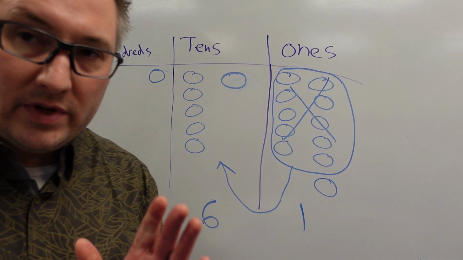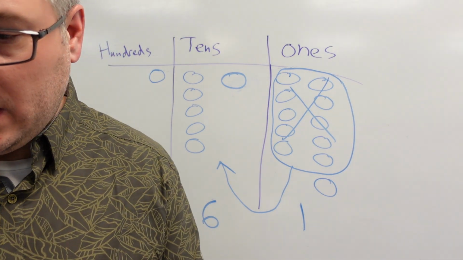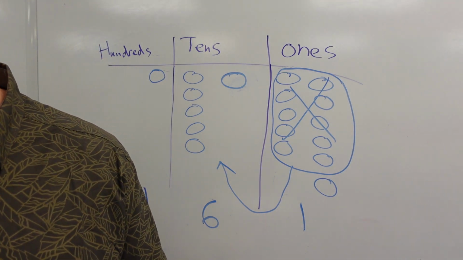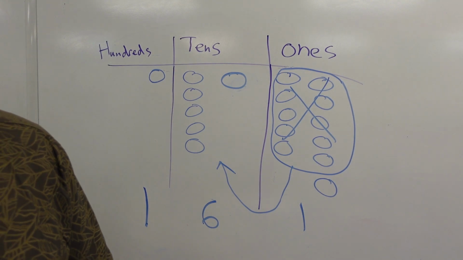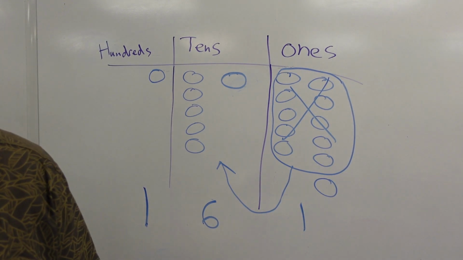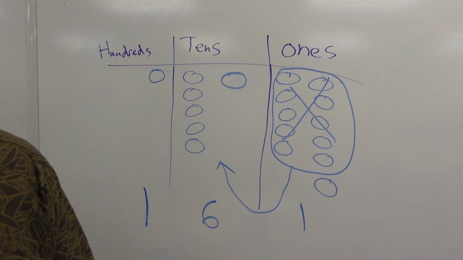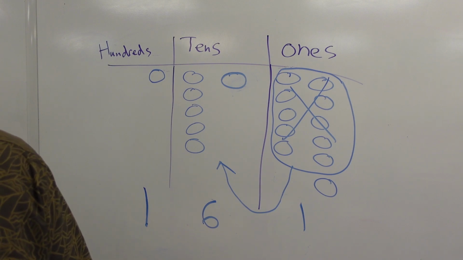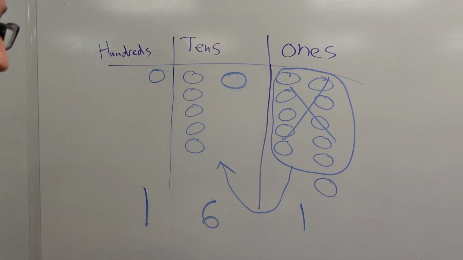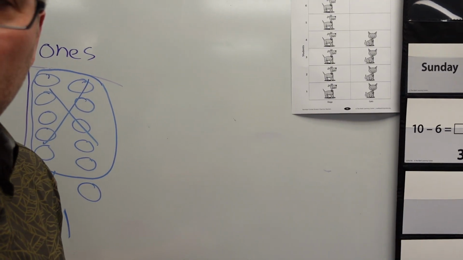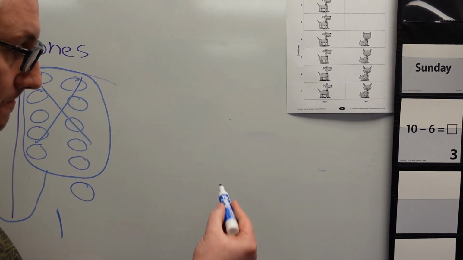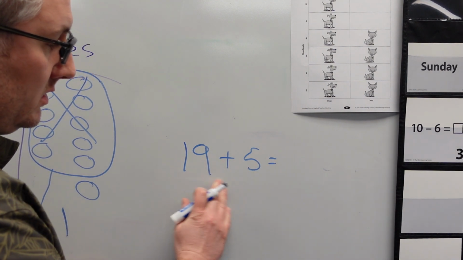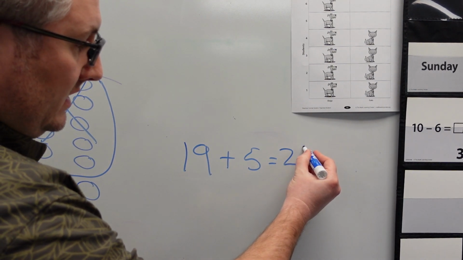All right, so what we did in class today is I would give a number and the students would tell me what's 5 more. So the first number was 19. I'll scoot over here. What's 5 more than 19? 19 plus 5 equals 24.